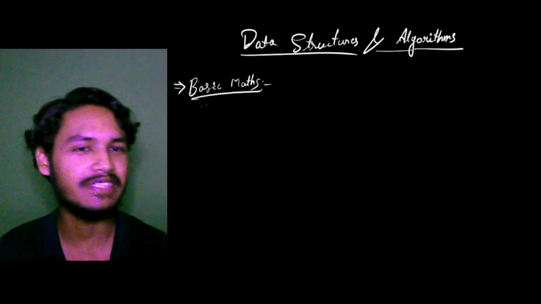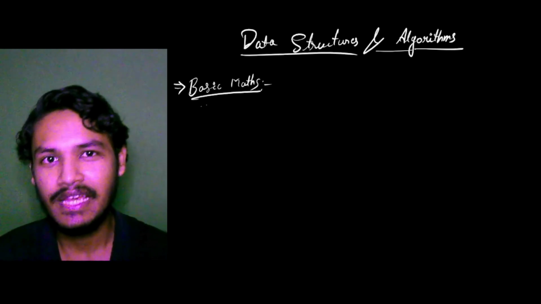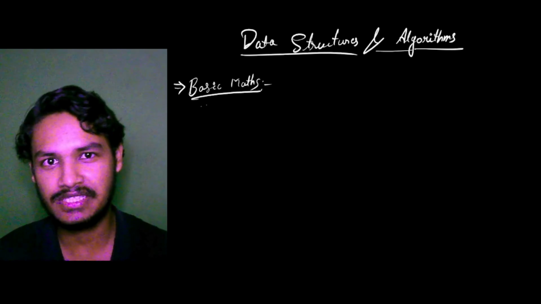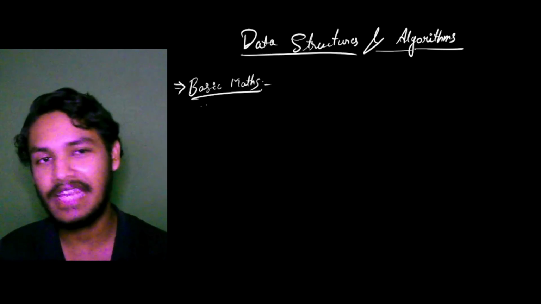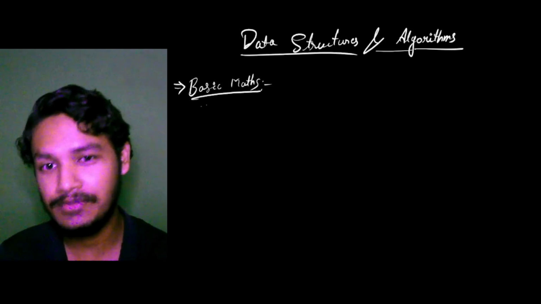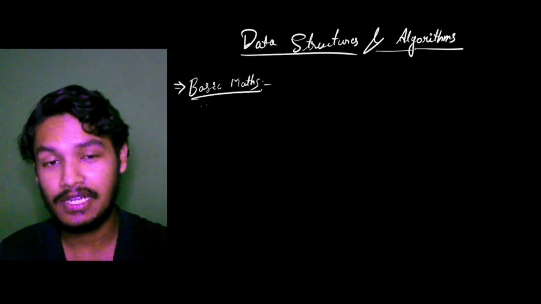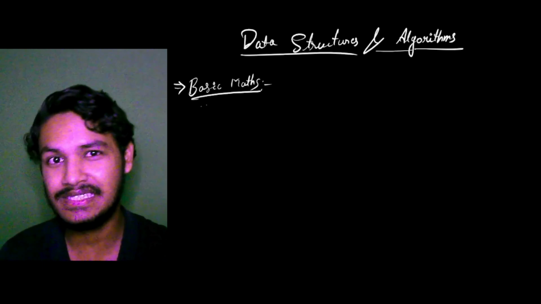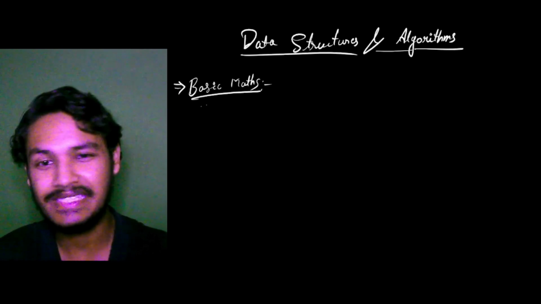So as you can see on the screen, we are going to start a new series on data structures and algorithm. In this channel, we are going to cover the complete data structures and algorithm from the basic to the advanced level. We are going to cover each and every topic, each and every pattern. Alright, in this video we are going to study some basic mathematical topics which are required in order to solve questions in data structures and algorithm. We are going to study some basic mathematics.